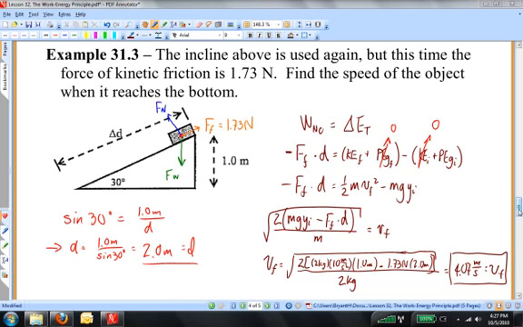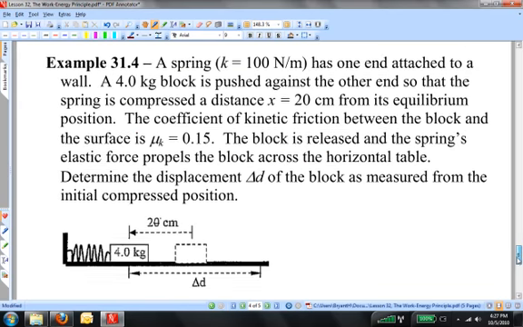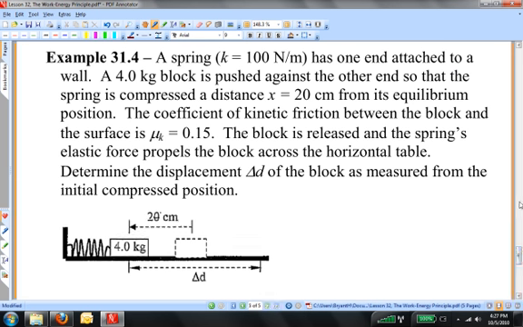Last problem, this is the most challenging one of the bunch. This is example 32.4. Again, I have mistyped the number.